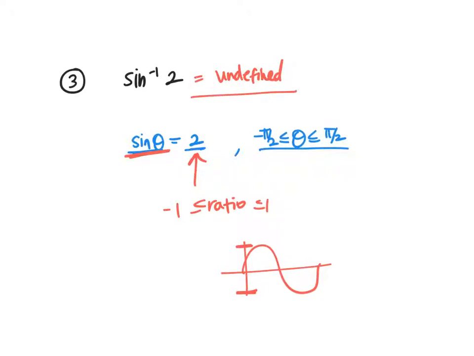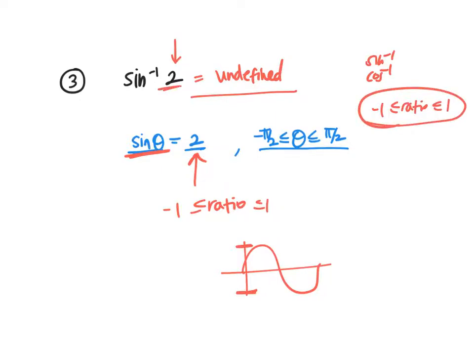So watch out for these sneaky ones for inverse sine and inverse cosine, since the ratio needs to be between negative 1 and 1. If your number is beyond that, it's going to be undefined.